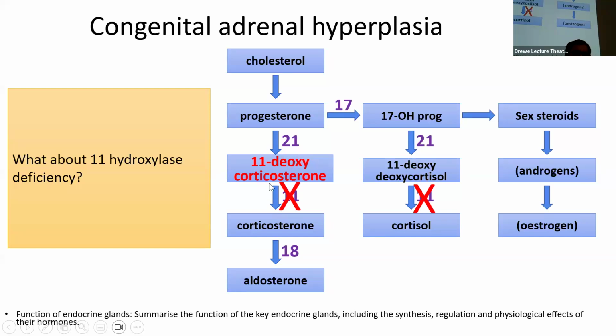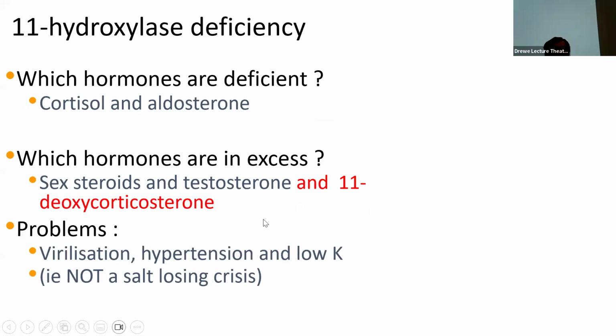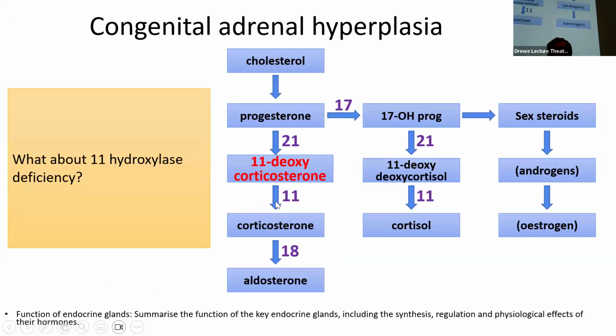So what happens to them? If you have a high level of this, it makes you hypertensive and hypokalemic, and also virilized because you have an excess going down this pathway. When you see someone who's got hypertension as a child, which is unusual, and hypokalemia as a child, what are the causes of hypertension in children? One of the commonest is this form of CAH. Then you examine and find they've got some virilization, and that gives you the clue. This is an important fact: 11-deoxycorticosterone behaves like aldosterone, and therefore it causes hypertension and hypokalemia. So the excess hormones are different: 11-deoxycorticosterone and the sex steroids. The problems are hypertension, hypokalemia, virilization and increasing androgen production. So never a salt-losing crisis in this condition.